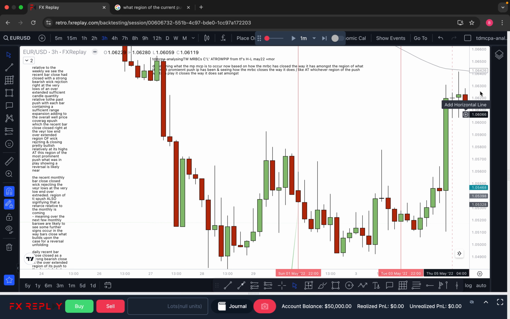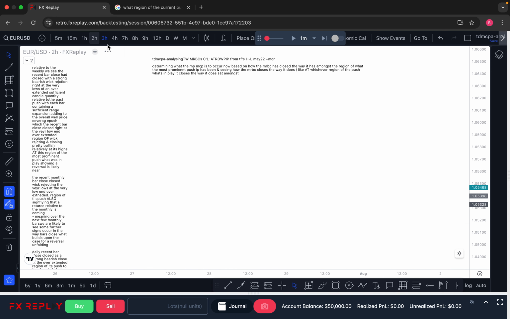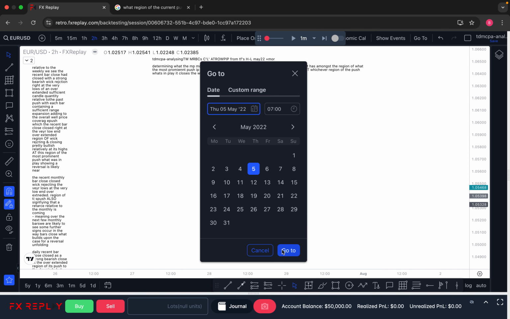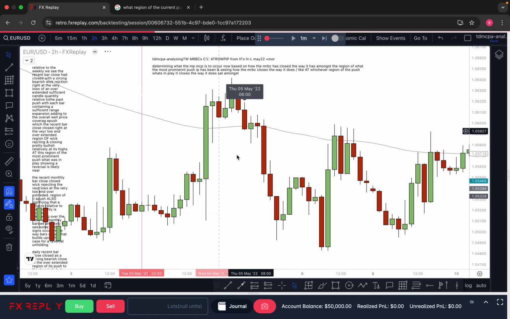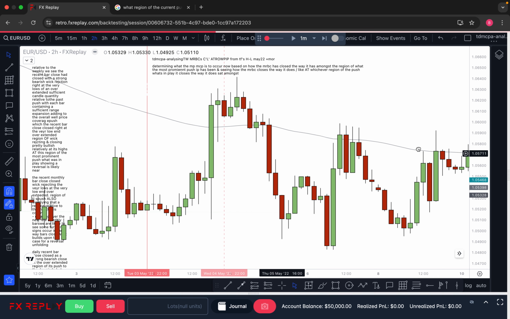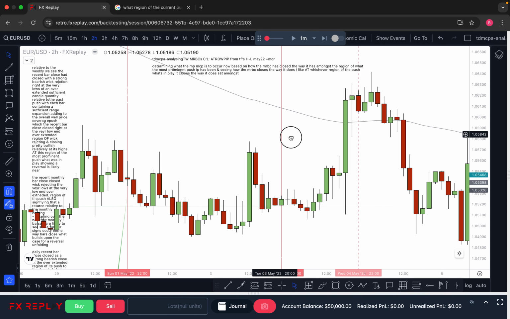So the most recent 3 hour bar close closed with a wick rejection right at the low overextended region of a short term push to the downside. Some people think I'm crackers with this, saying that when the overall state is the way it is, but this is just the way that I do it. The 2 hour looks pretty good, to be honest.